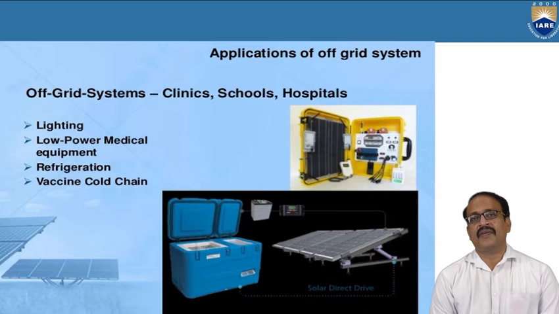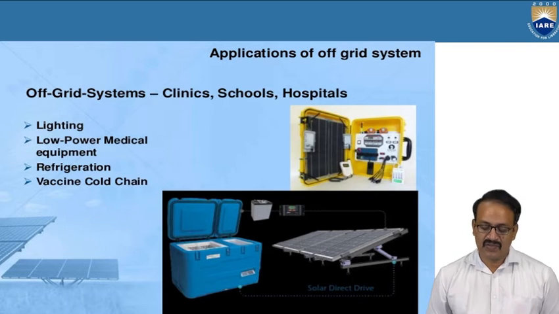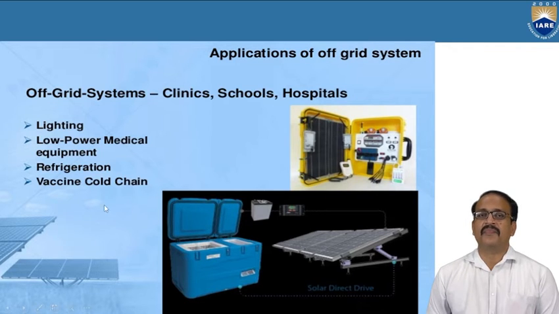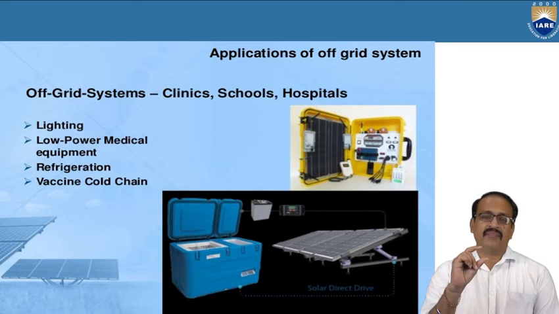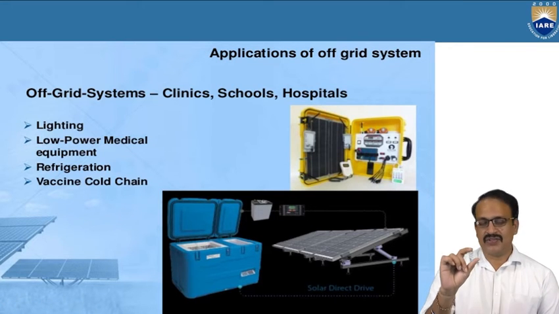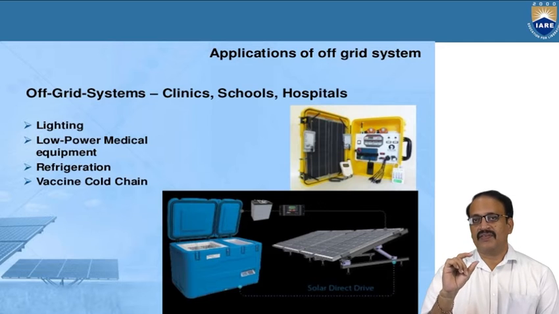So such types of equipment need cooling. So refrigeration, small refrigeration. There also you can use this type of small solar panels. So lighting purposes, low power medical equipment, refrigeration, cold chain, vaccine cold chain. Generally the vaccines should be stored in a cool place.